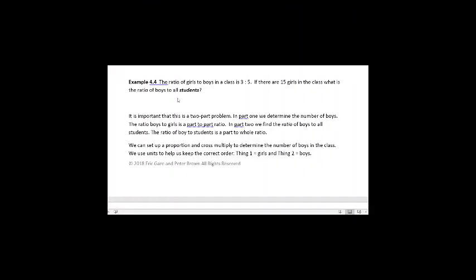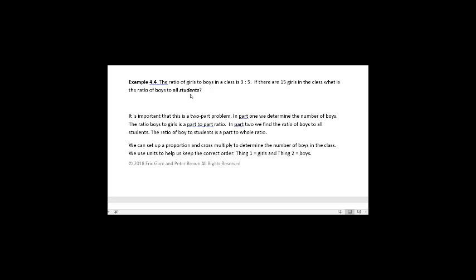Alright, this idea is a little different here. But it makes a really good point about how to set up one ratio and another ratio and then cross multiply and divide, and how that really works and the importance of units. So it says the ratio of girls to boys is 3 to 5. And when it says girls to boys, that means the 3 is the girls and the 5 is the boys. It's always like that.